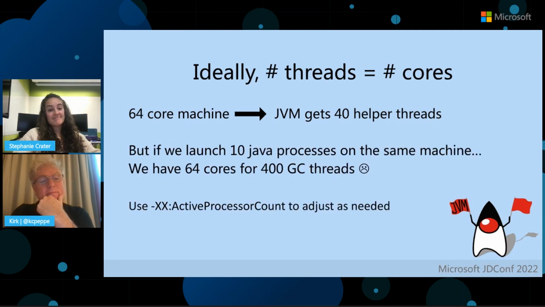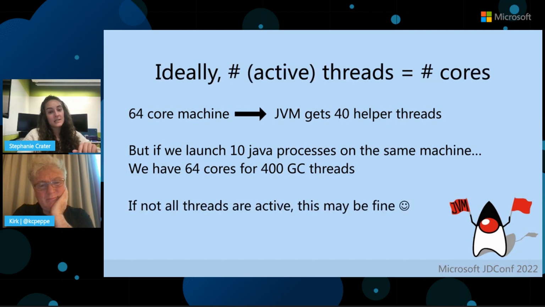What if I add 10 Java processes on this machine? Same 64 cores, they all get 40 helper threads, and now I have 400 garbage collection threads. Maybe this is not so great, right? I can't have 400 threads active at the same time on my 64 core machine. So we can use the active processor count flag to adjust that and say, okay, I have a 64 core machine, but I'm going to pass active processor count. Maybe I give each process like 6 cores, so that way they're not all fighting for those. But we really want number of active threads equals number of cores.